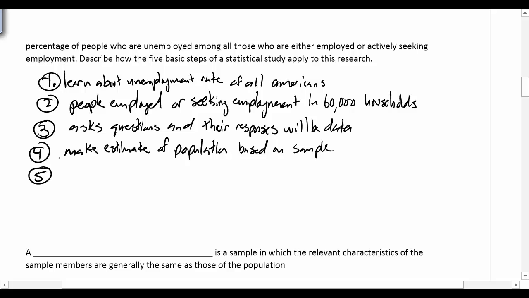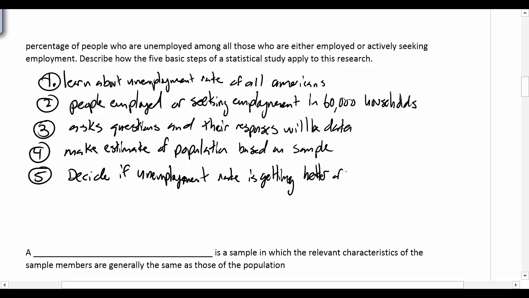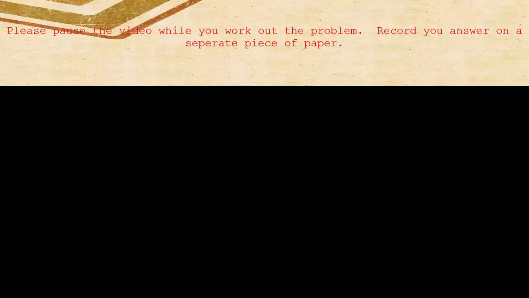All right, and then the fifth part is to draw a conclusion. So in this case, we would decide if the unemployment rate is getting better or worse. Is it getting better or is it getting worse? Pretty straightforward.